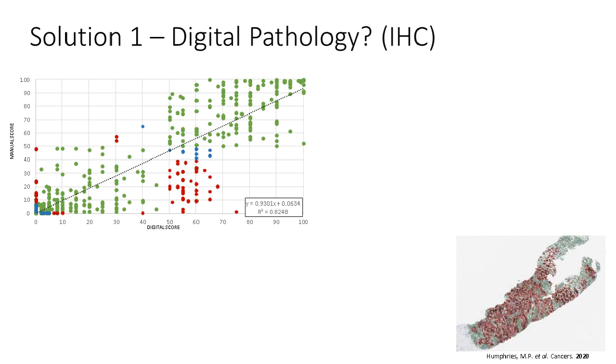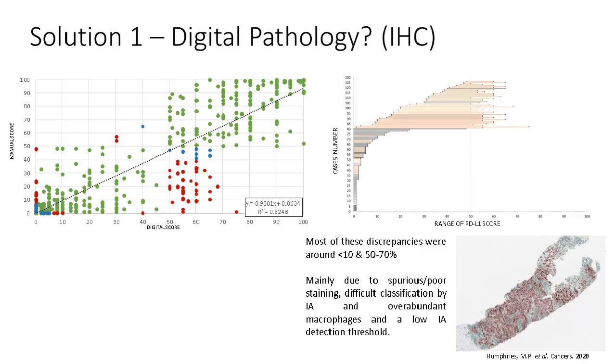So the first solution was quite obviously to apply digital pathology to the routine IHC slides that we had. We took all the manual scores that were determined clinically by trained pathologists, and we compared this to a digital pathology score determined in QuPath. Now, the vast majority of these scores were concordant, and you can see those with the green dots. There were some cases that were discordant, which were in red. And really, most of these discrepancies were around the clinical thresholds of 1 and 50%.